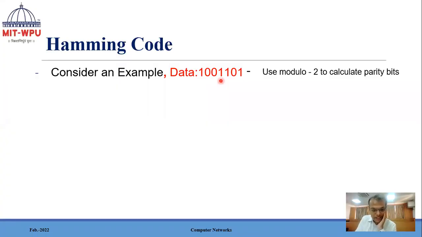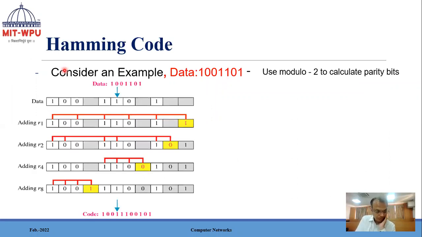So let us say these are the data bits. Now the only addition to this is P1, then P2, then P4, and then it will have P8 or R8. Now in this they have considered R1, R2, R4, and R8.